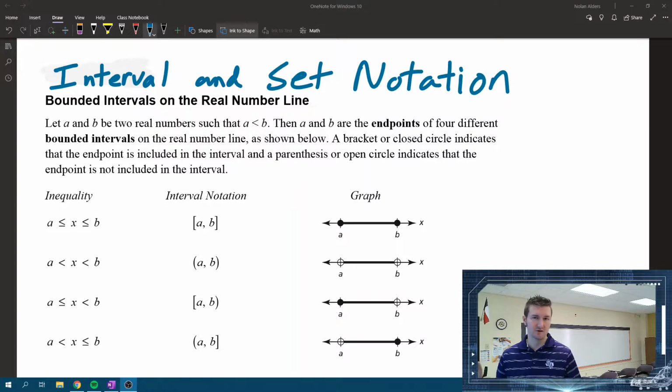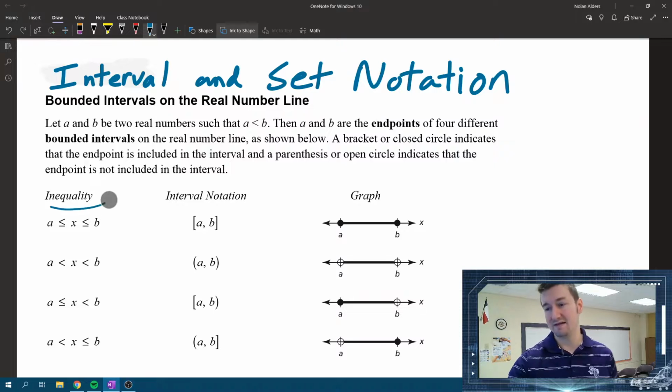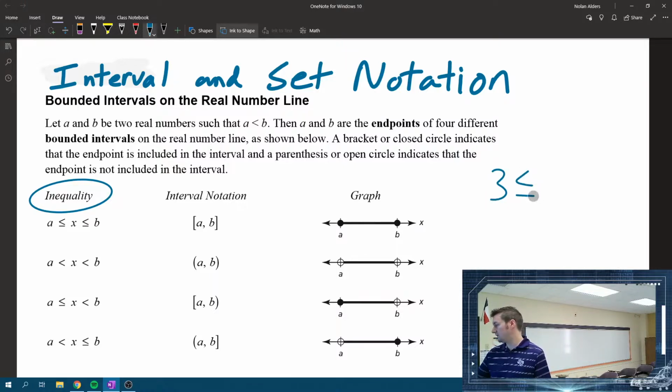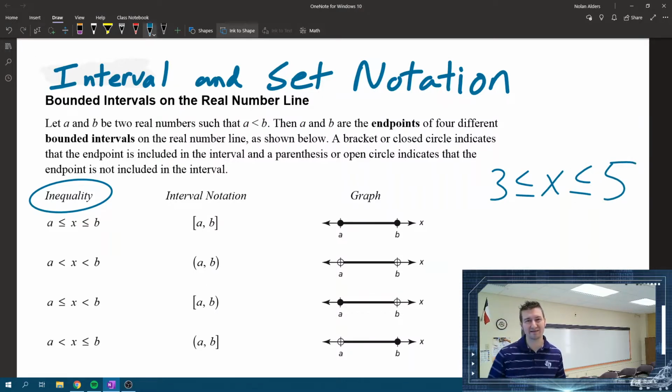The first thing we're going to look at is what's called a bounded interval. A bounded interval is just a set of numbers that are bounded on both sides by some limiting number. So for example, let's say we want to look at all the numbers between 3 and 5. One way we could write this is as an inequality. You can see some different examples here. Let's say we want to start at 3 and go all the way to 5. So we're saying our set X is going to be all the numbers between 3 and 5.